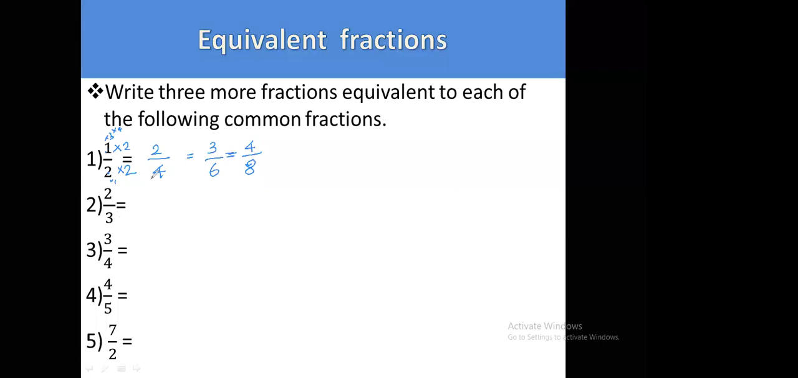Okay, start to write. For each, you have to write 3 equivalent fractions. Okay, teacher.